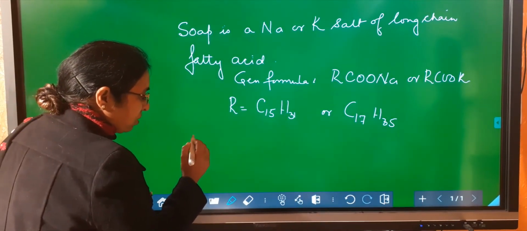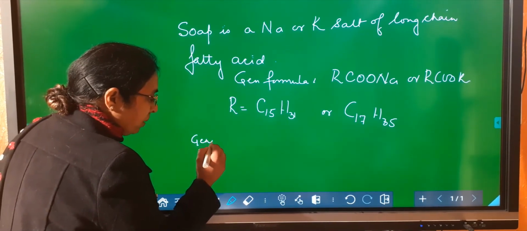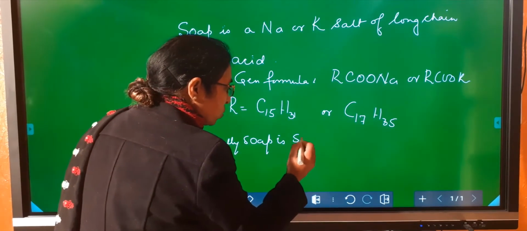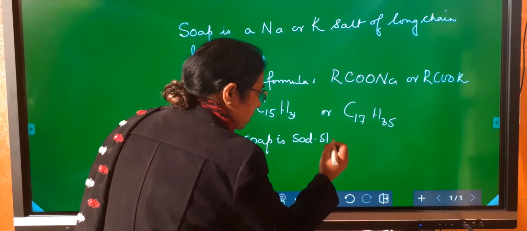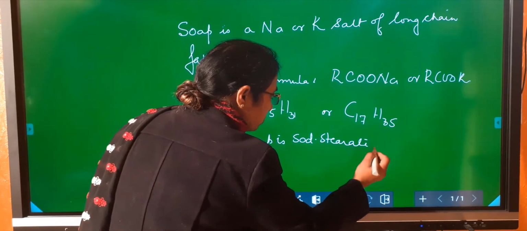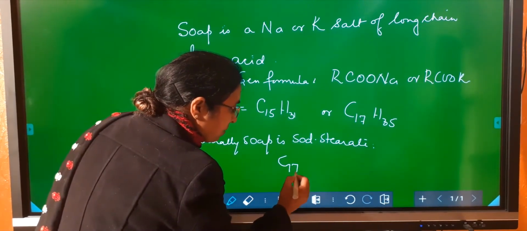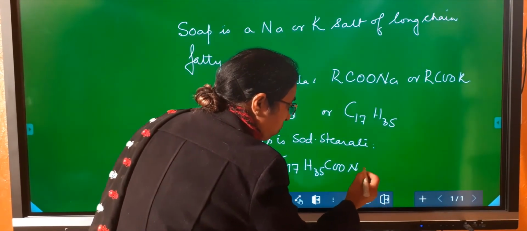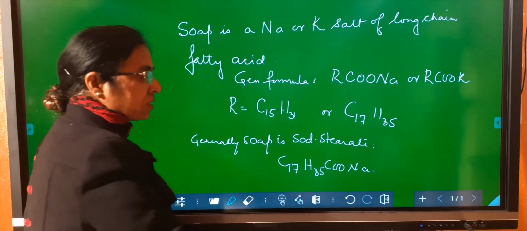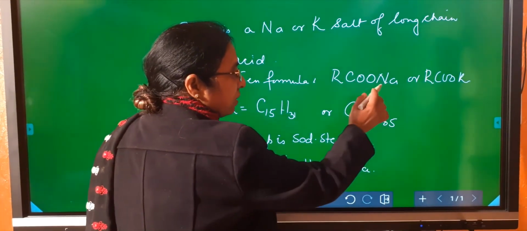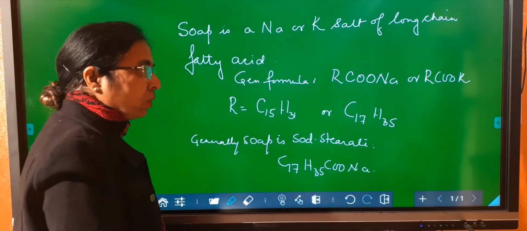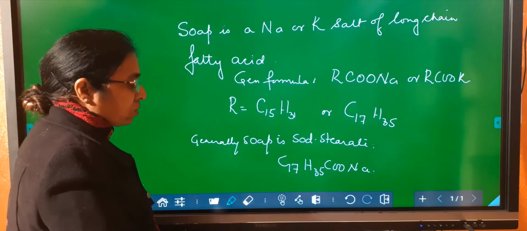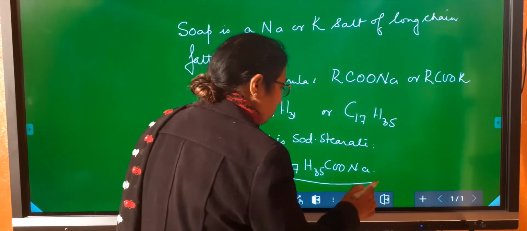So what will the soap be? Generally, soap is sodium stearate, that is C17H35COONa, the sodium salt of stearic acid, C17H35COOH. So when you add NaOH to it, you get RCOONa. Alright, so this is C17H35COONa.